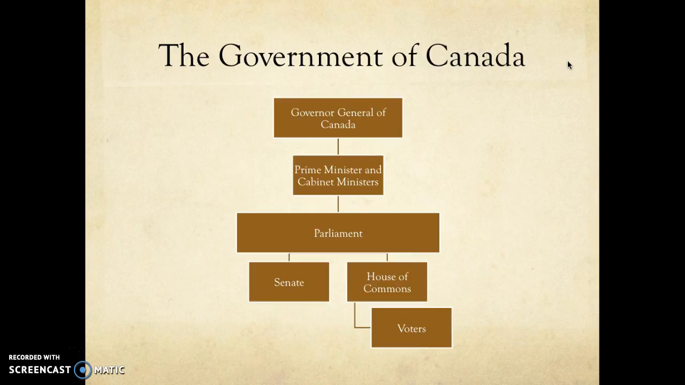Here is a graphic map of the structure of Canadian government, with the Governor-General of Canada at the top, the Prime Minister and Cabinet Ministers below, Parliament under that, broken down to Senate and the House of Commons, in which the voters elect the representatives within the House of Commons.